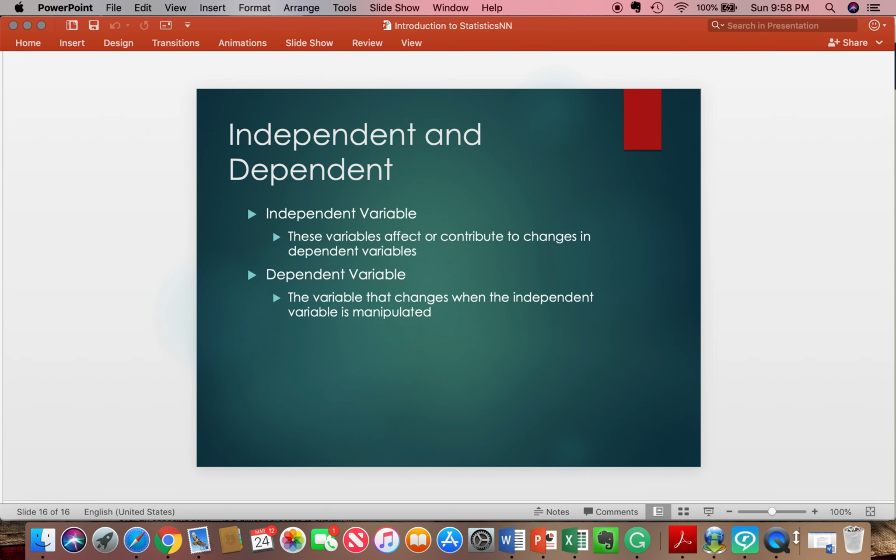That would be the independent variable. We have control over that. We can choose people that went to Cal Baptist. We can choose people that didn't go to Cal Baptist. And then the dependent variable would be the variable that changes when the independent variable is manipulated. So that would be the IQ that we would test. That would be the dependent variable.